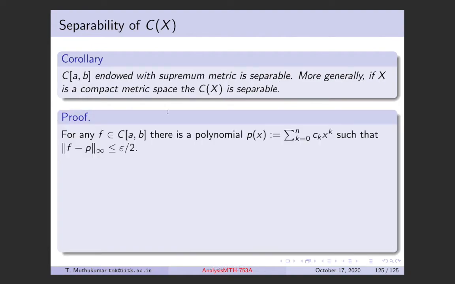So you start with an f in C[a,b]. Okay, so I'm giving the proof here for C[a,b]. So you start with an f in C[a,b]. Then by the Weierstrass theorem, there is a polynomial such that you can make it as close to f as you want, right? So you can choose a polynomial p such that under the uniform metric this happens.